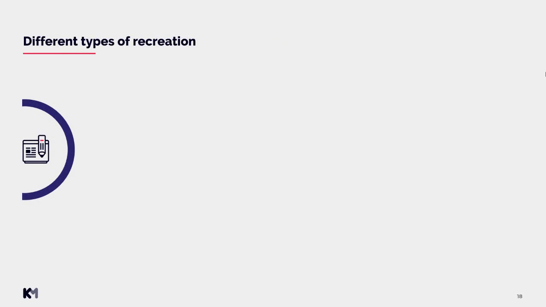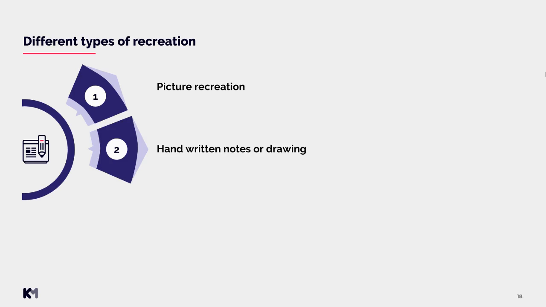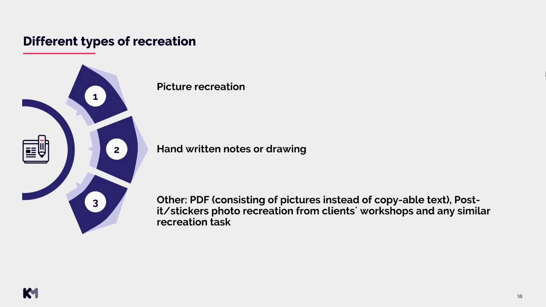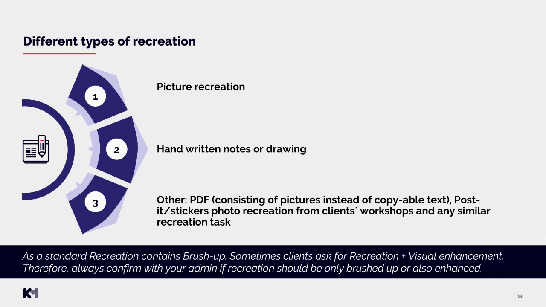There are different types of recreation. You can get a picture that you should recreate, or handwritten notes or a drawing from our client, or something else like a PDF that consists of pictures instead of copyable text, post-it stickers, photos from a client's workshop, or any similar recreation task. As a standard, recreation contains brush up, but sometimes clients ask for recreation plus visual enhancement. Therefore, always confirm with your admin if recreation should be only brushed up or also enhanced.